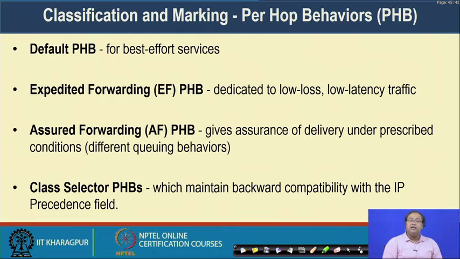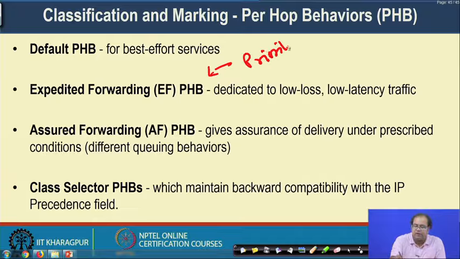So, this classification and marking are part of the per-hop behaviors. We have 4 different types of per-hop behaviors. The default per-hop behavior provides best effort service. Expedited forwarding, or EF PHB, gives priority to low loss, low latency traffic. Assured forwarding gives assurance of delivery under prescribed conditions, like when you require some fixed amount of bandwidth for a particular application, and it can be implemented with the help of custom queuing. Expedited forwarding, on the other hand, can be implemented inside a priority queue. So, you can apply a priority queue for this and a custom queue for this.